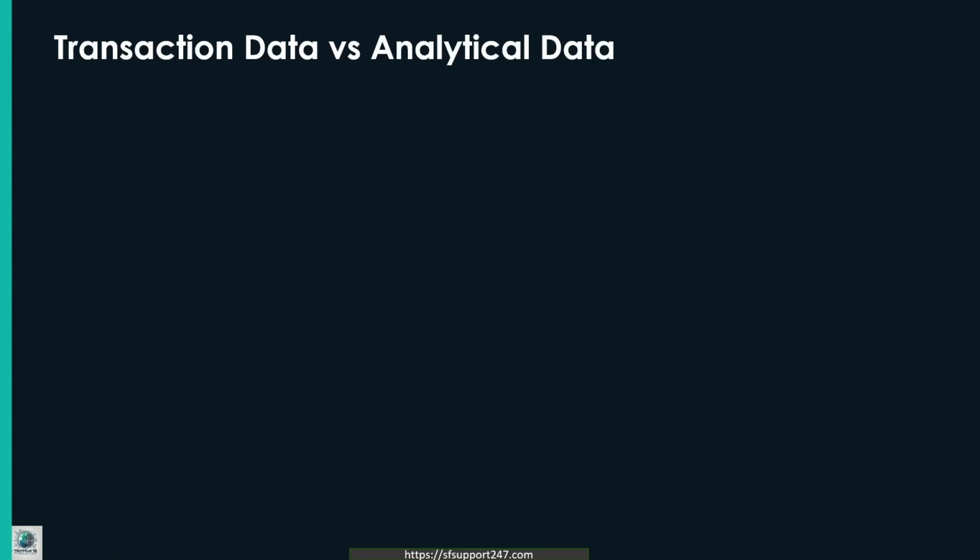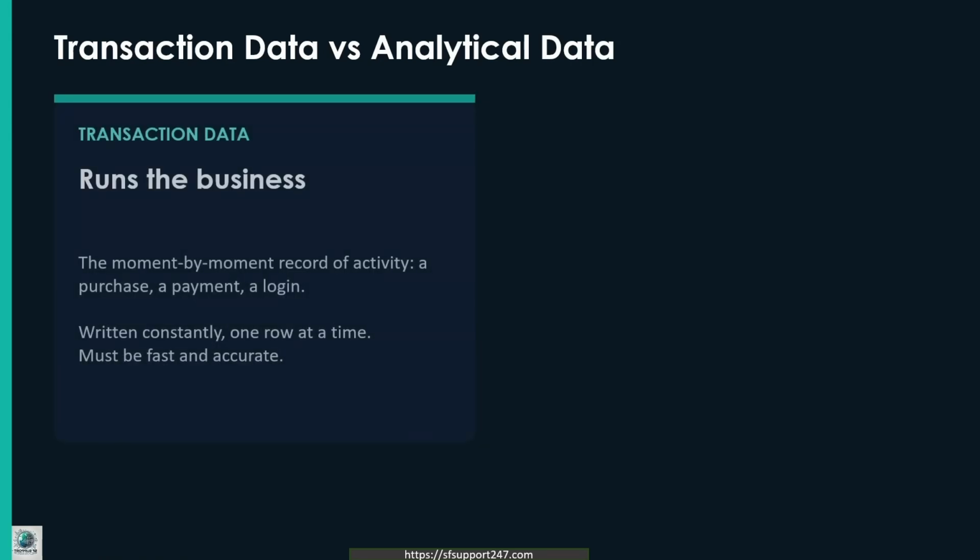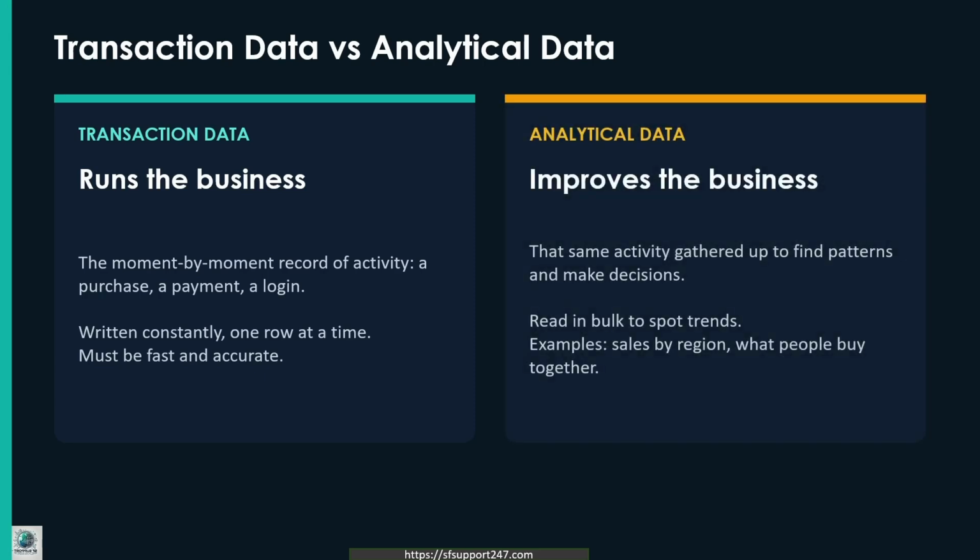Transaction data versus analytical data. There are two types of data in the data universe broadly. One is transaction data. It is nothing but the moment by moment record of activity. A purchase, a payment, a login: all of these are transactions that happen once and can be recorded very cleanly. If you have a bank account and you send money from your account to your friend's account, that is a transaction. That is transaction data.